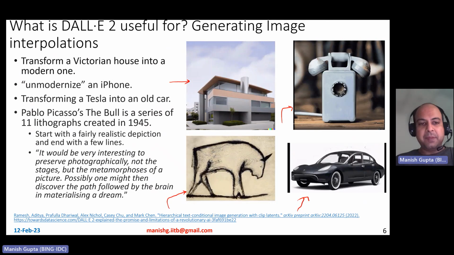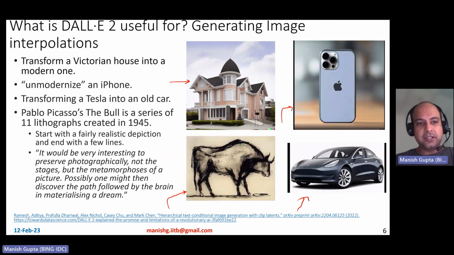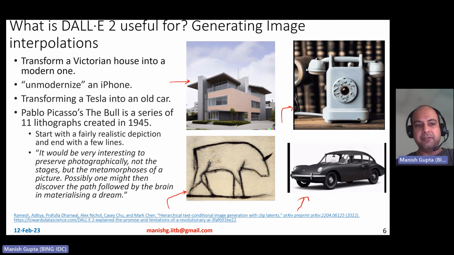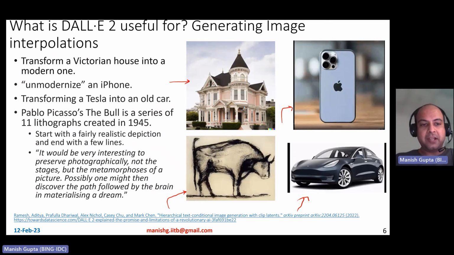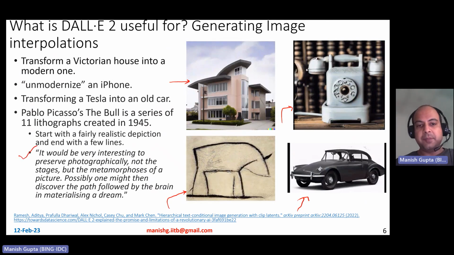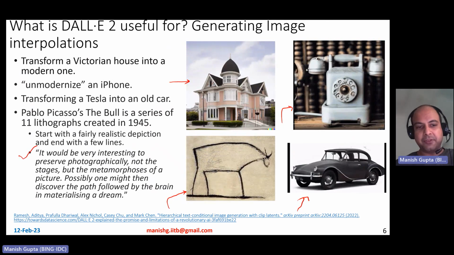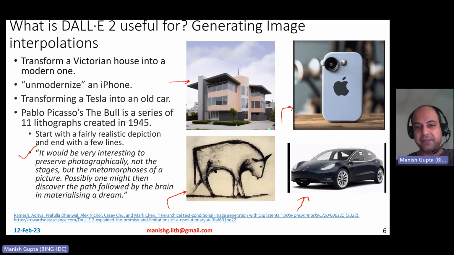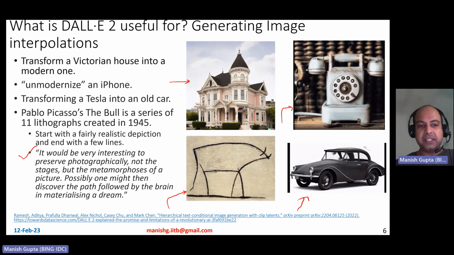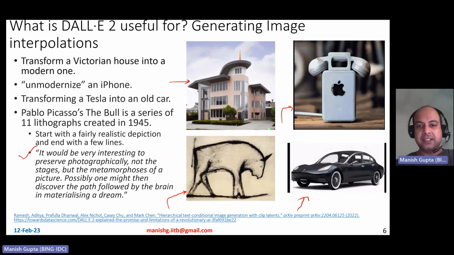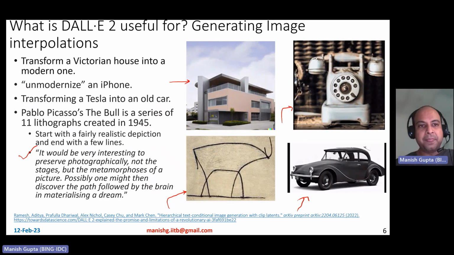In fact, this reminds people of Pablo Picasso's original quote: "It would be very interesting to preserve photographically not just the stages, but the metamorphosis of a picture. Possibly one might then discover the path followed by the brain in materializing a dream." So you see how this metamorphosis is actually happening across different stages of the bull.